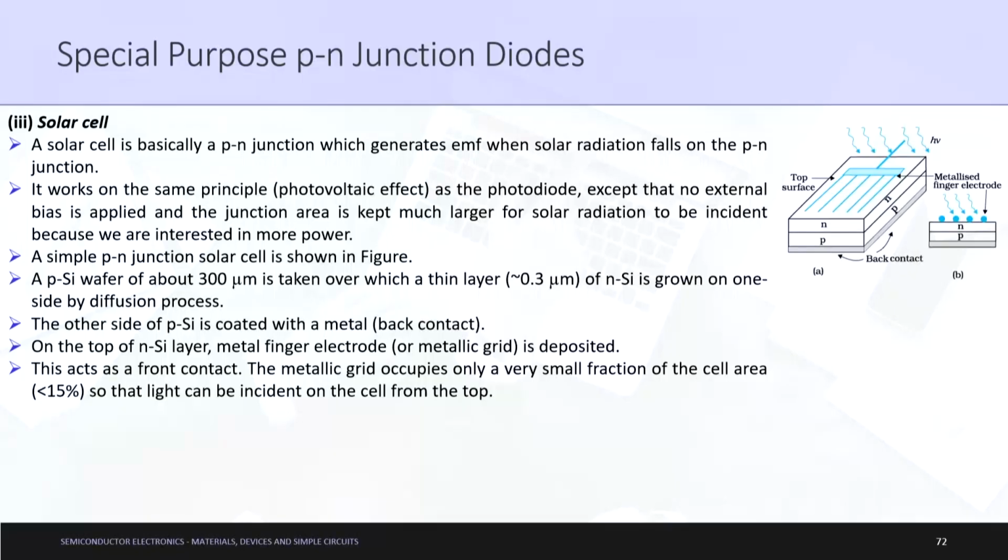Fine. So, let me stop this lecture here. In the next lecture we will be starting with a new special purpose PN junction diode, that is the solar cell. Okay. So, that is it for this part of the lecture.